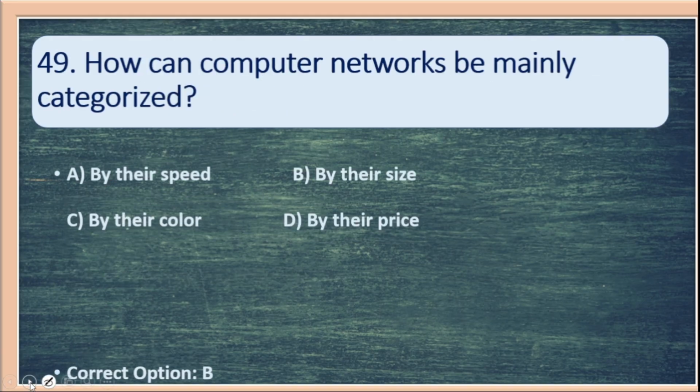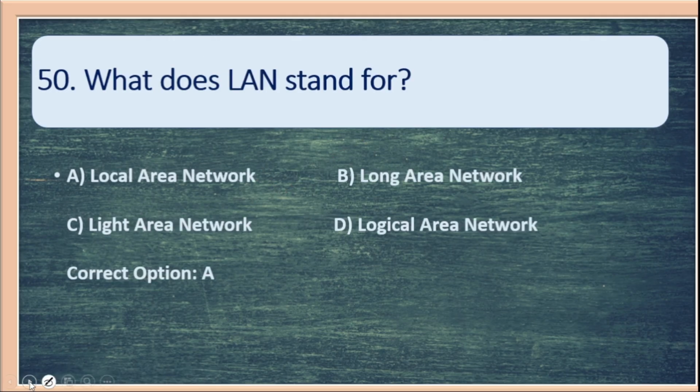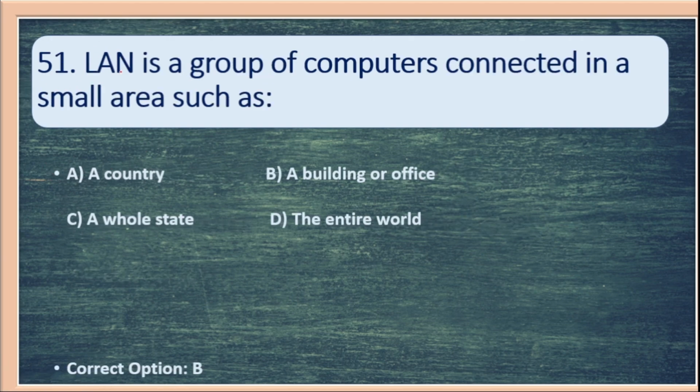How can a computer network be mainly categorized? By their speed, by their size, by their color, by their price. Answer is B, by their size. What does LAN stand for? Local area network, long area network, light area network, logical area network. Answer is A, local area network. A LAN is a group of computers connected in a small area such as a country, a building or an office, a whole state, the entire world. The correct answer is B.